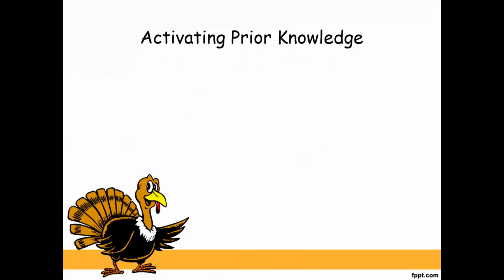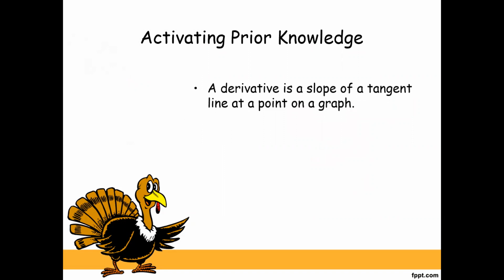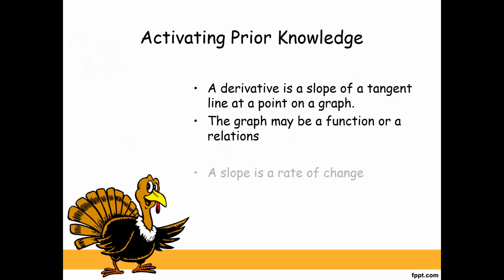All right, now we want to activate our prior knowledge first of all. So a derivative is a slope of a tangent line at a point on a graph, which we should know already. Now before I say that, the graph may be a function or a relation. It could be a straight line, it could be a curve, it could be a circle, it could be anything. Anything that has points, every point has a tangent line.